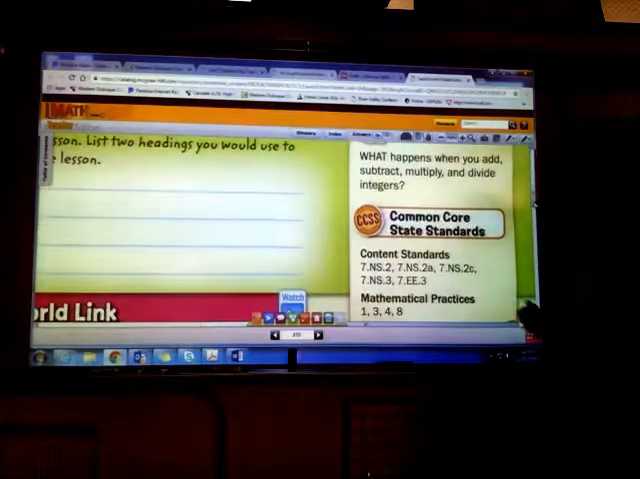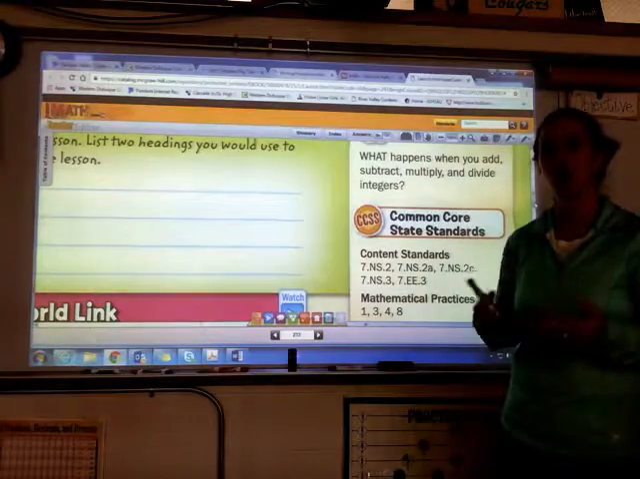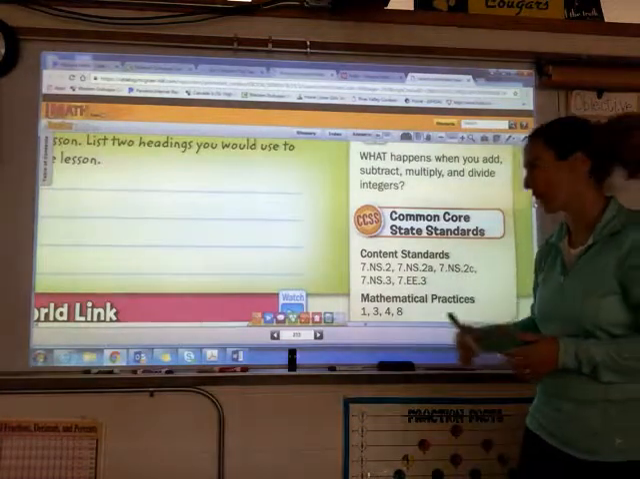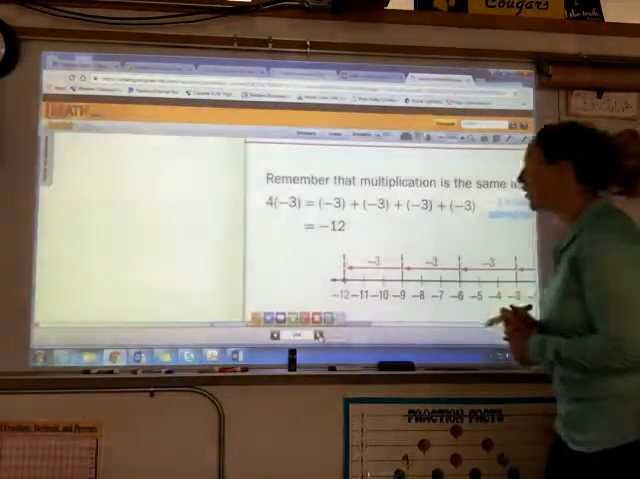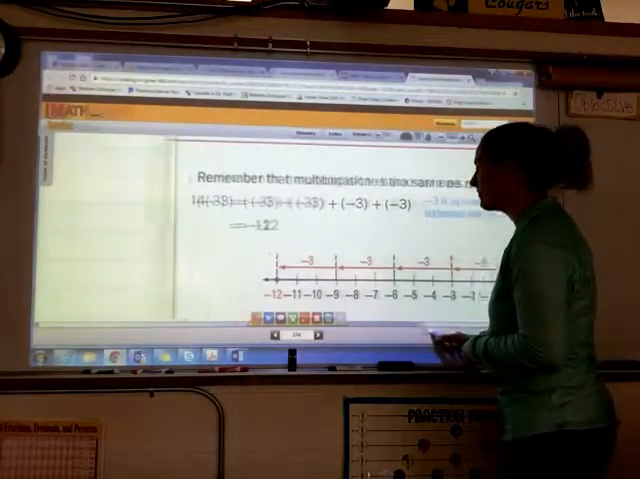You will notice that there is no vocab for this lesson, so you don't need to worry about completing any vocab words on your vocab web. We're going to go ahead and take a look at page 234.